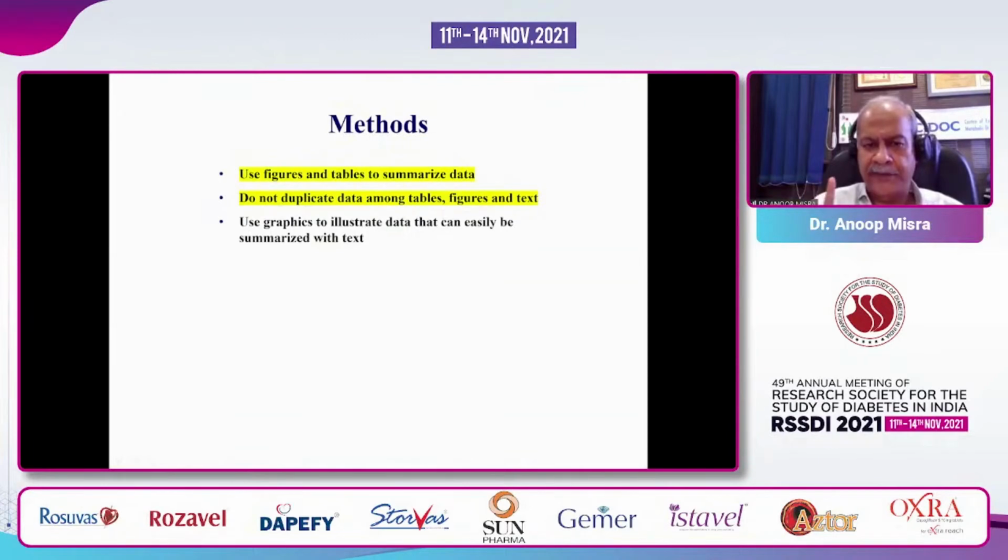Use tables and figures to summarize the data, and do not duplicate data amongst tables, figures, and text. So what happens is that you write that these many people were taken and these many had hypertension, and the same thing is written in the table and the same thing is given in the figure. Absolutely no point in doing that. If you are giving it in a table or figure, whichever is best to give, then you say there is a high prevalence of hypertension in this population as seen in Table 1.